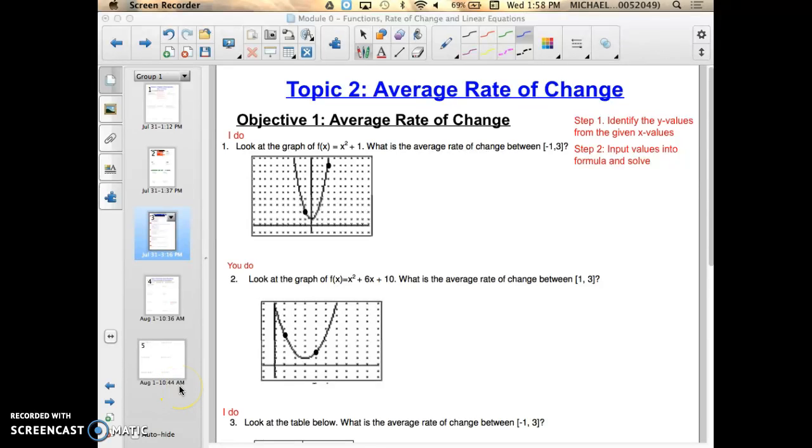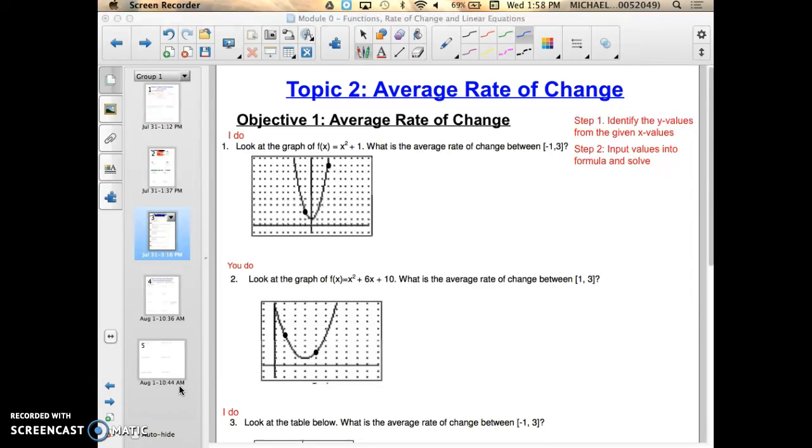Topic 2 in the prerequisite module of Algebra 2 will be finding the average rate of change. There's only one objective in this topic, and it is to find the average rate of change based off of what the problem is giving you. I'm going to do 3 different examples.